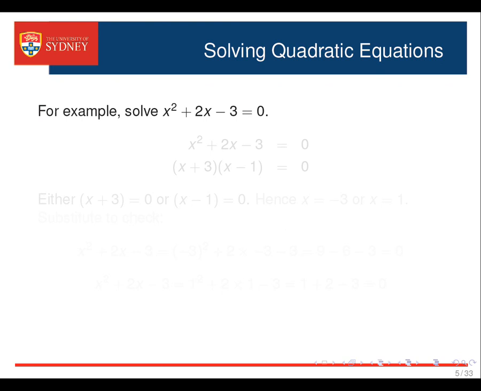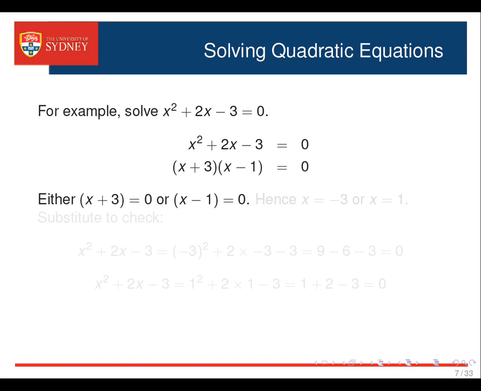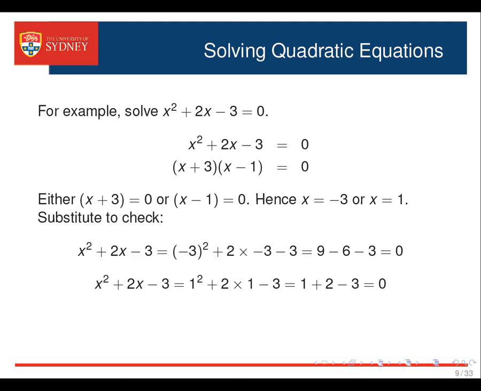For example, to solve x squared plus 2x minus 3 equals to 0, we factorize the left-hand side to get x plus 3 times x minus 1. For the left-hand side to equal to 0, either one of the factors must be 0. That is, x plus 3 equals to 0, or x minus 1 equals to 0. Hence, x equals to minus 3 or x equals to 1. We can substitute x equals to minus 3 and x equals to 1 to the left-hand side to check our answers are indeed correct. By substituting x equals to minus 3 or x equals to 1, the left-hand side both give us 0 as we wanted.